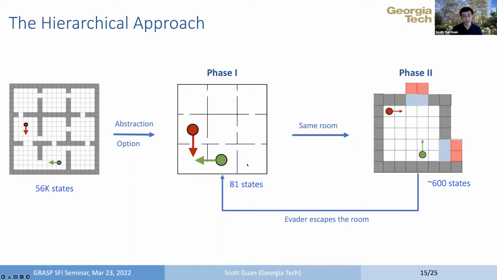We can also see that the local games and this room-level game have a much smaller state space than the original game. The original game had 56,000 states, and the phase one game has 81 states. For the local games, we have different rooms, but roughly speaking, they all have around 600 states. So it's a much smaller game. Also, one more note: we can formalize this definition of rooms through superstates. This approach can be easily extended to more general games, but we will just keep using the rooms and focus on the pursuit-evasion games for convenience.